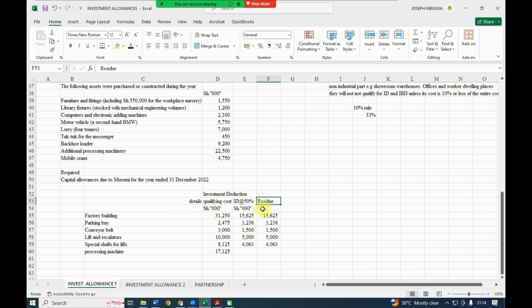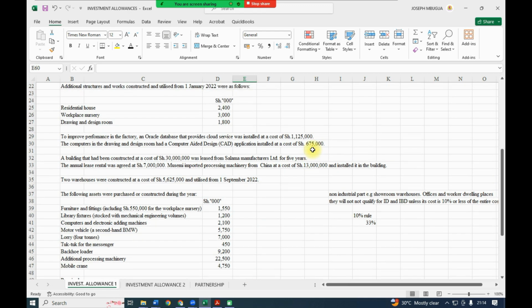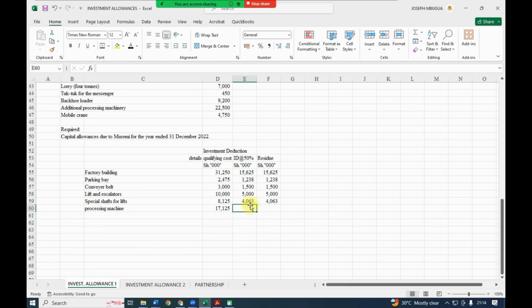Yeah, that way. So for the processing, we have taken what we bought. We bought processing of 13, and we have added the reinforcement of concrete so that we can fix this particular processing machinery. That is part of the installation cost.